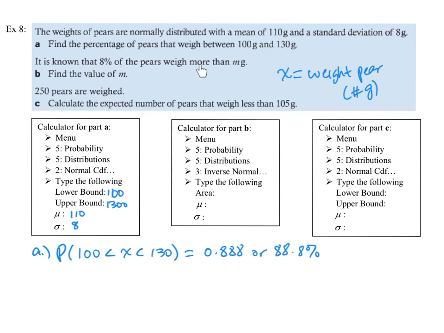All right, and then letter B says it is known that 8% of the pears weigh more than m grams. Find the value of m. So we're going to use that inverse normal distribution function on your calculator again, but we need to think about this. Let's just sketch a little bell-shaped curve, where we have 8% of the pears weigh more than m grams.